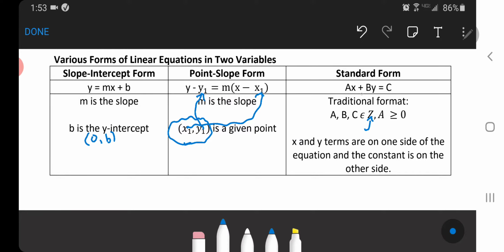So to be in standard form, it has to have a couple of things. Once again, we've got to get the x and y terms on one side of the equation. A, b, and c have to be integers, and a has to be greater than or equal to 0.